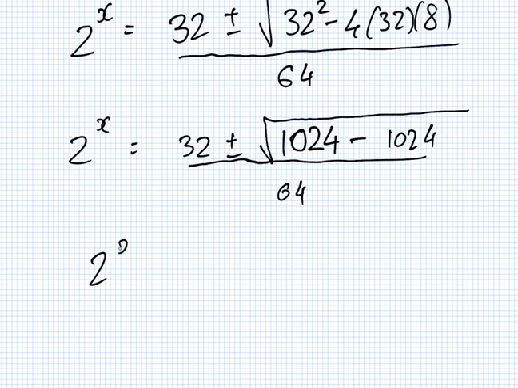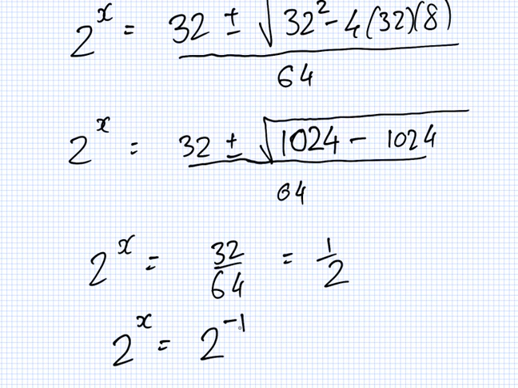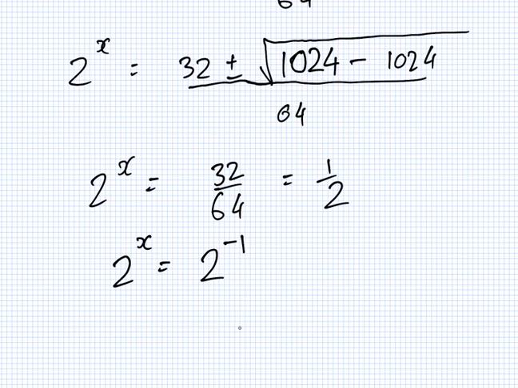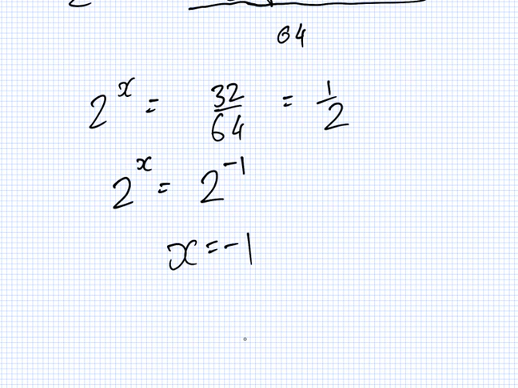So I get 2 power x equals 32 over 64, which equals a half. So I get 2 power x equals 2 power minus 1, because a half is 2 power minus 1. So then what does x equal? Minus 1, yeah. Yep.